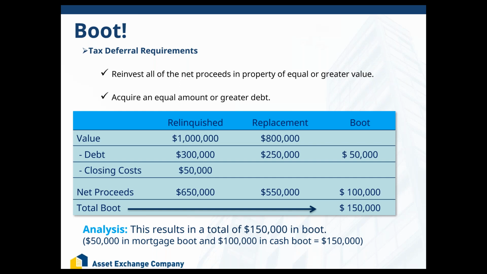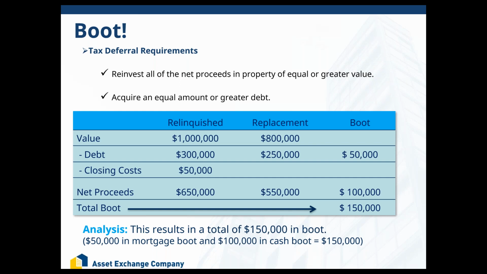Okay, and we only want to use $550,000 towards buying the replacement property. Well, they have the option to do that as well. But the $100,000 that they don't use towards buying the replacement property, they're going to be subject to taxes on that amount. It's referred to as cash boot.